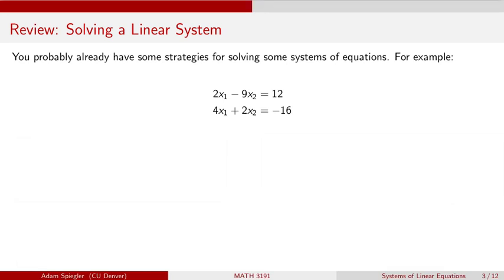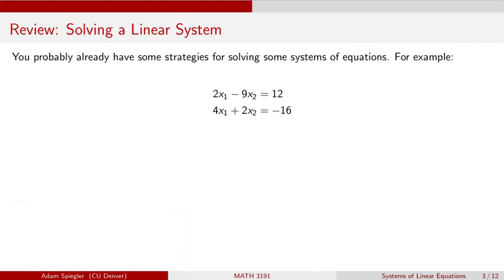So let's consider the following system of two linear equations in the variables x1 and x2. We have 2x1 minus 9x2 is 12 as the top equation. Equation number 2 is 4x1 plus 2x2 is equal to minus 16. There are various strategies that you probably have used in the past to solve systems of equations like this.